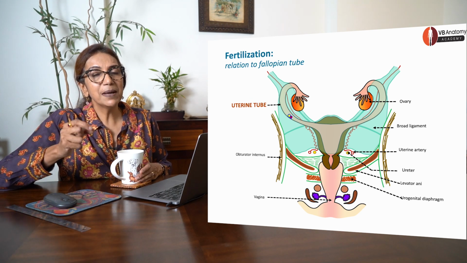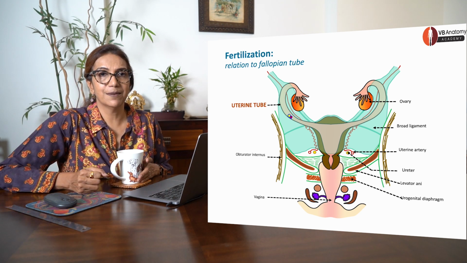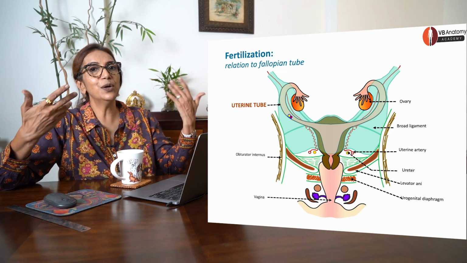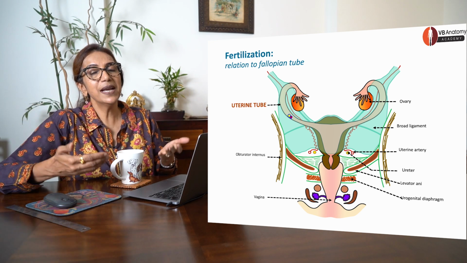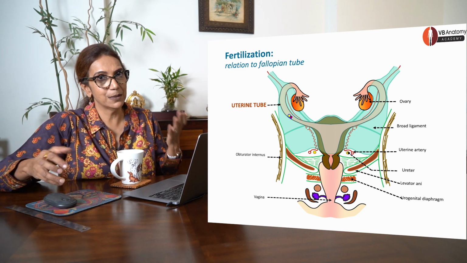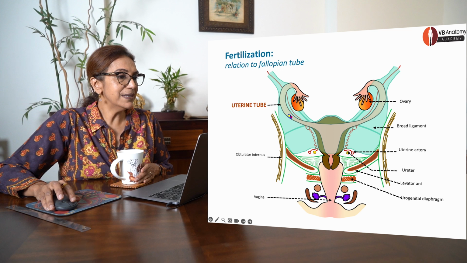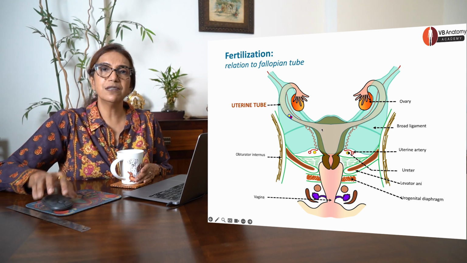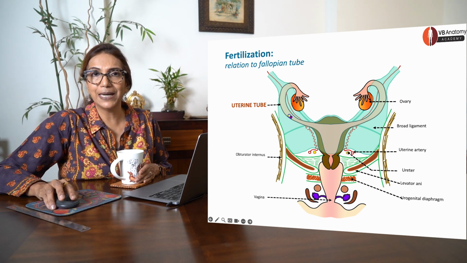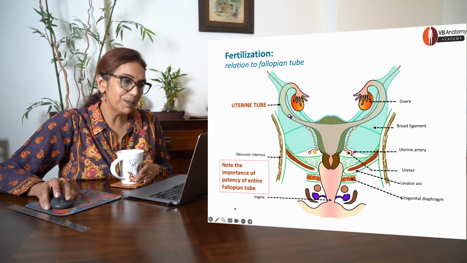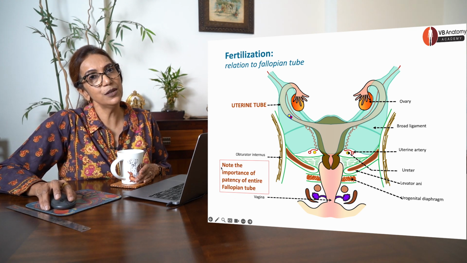Tubal ligation is a method by which you prevent this. How do you prevent it? Let's understand. So we're going to prevent fertilization by carrying out the procedure of tubectomy. But for that, you have to understand how. Patency of these fallopian tubes is a crucial part of fertilization. So remember, note the importance of patency of the entire fallopian tube.